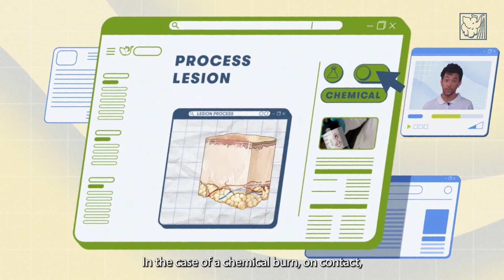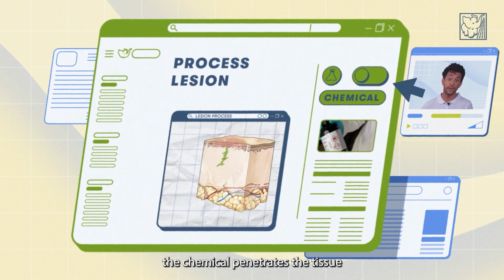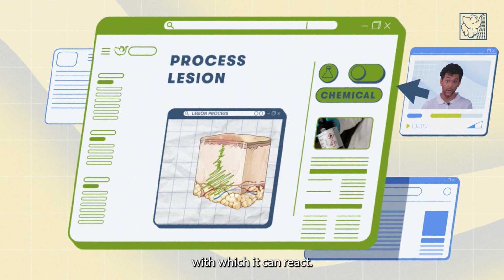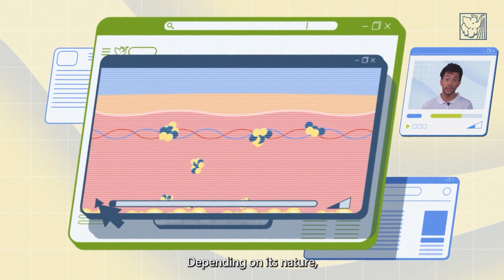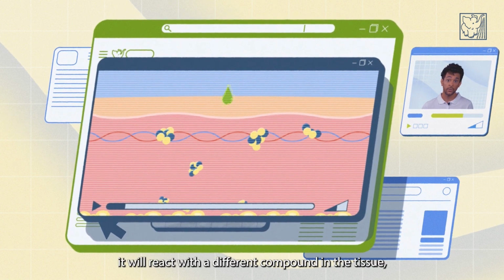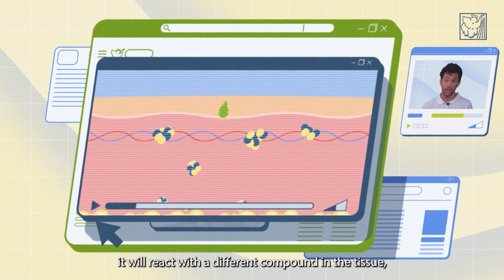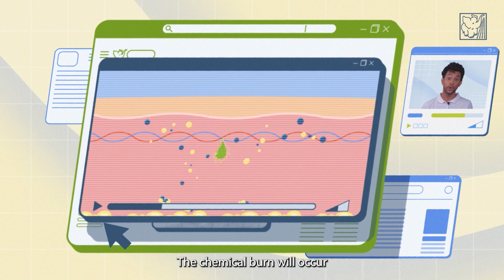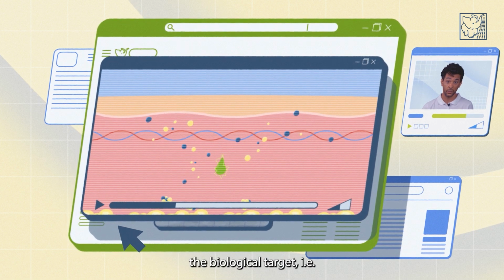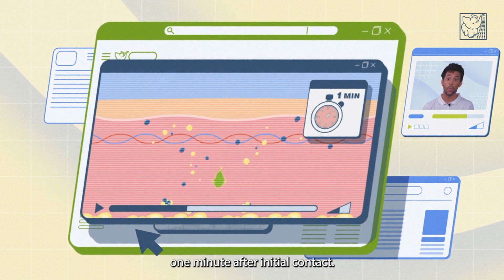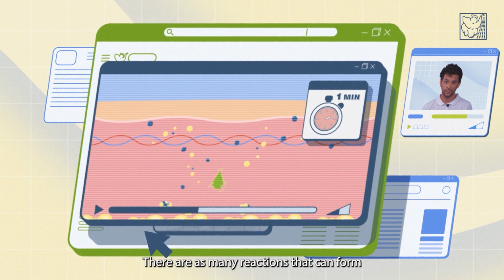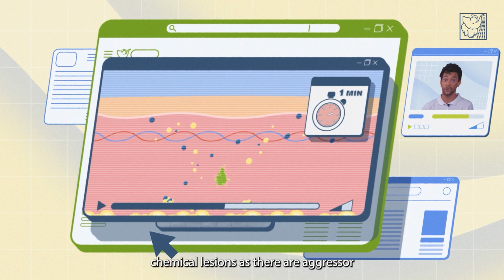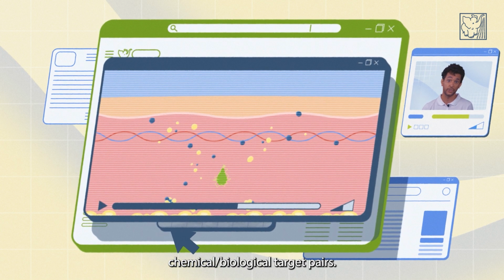In the case of a chemical burn on contact, the chemical penetrates the tissue until it reaches a biological component with which it can react. Depending on its nature, it will react with a different compound in the tissue, destroying proteins and lipids. The chemical burn will occur from the moment the chemical reaches the biological target, which means 1 minute after initial contact. There are as many reactions that can form a chemical lesion as there are aggressor chemical-biological target pairs.